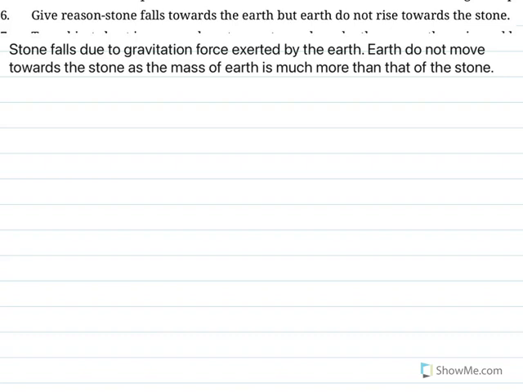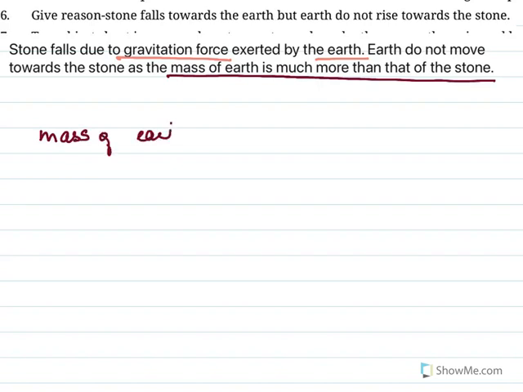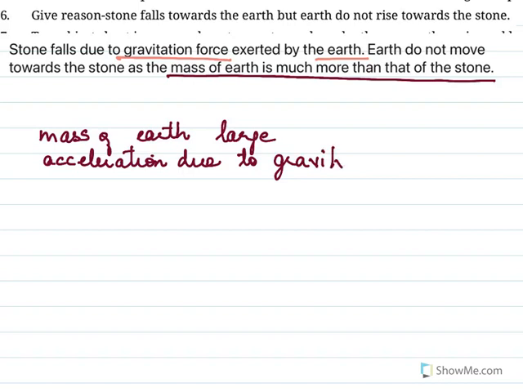Give reason. The stone falls towards the earth, but the earth does not rise towards the stone. Here the stone falls due to the gravitational force of the earth, but the earth does not move towards the stone, and this is because the mass of the earth is much more than that of the stone. So since the mass of earth is large, the acceleration due to gravity will be very less, negligible.